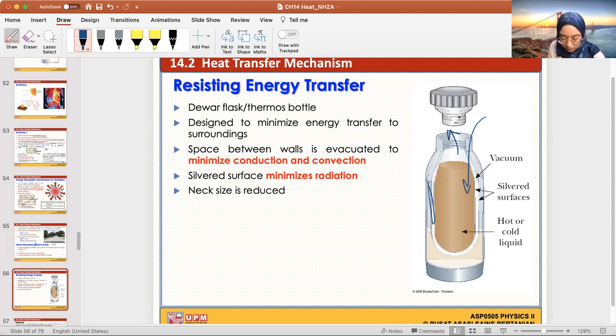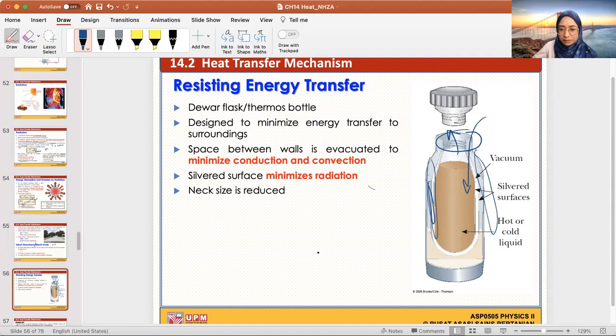So that the energy transfer is minimized? Yes, but why? Because of the surface. Surface is E, right? Betul. But the surface we are talking about is the silvered surface of the thermal flask. I'm asking you, why should the neck be smaller? Because of the area. Yes, because of the area.